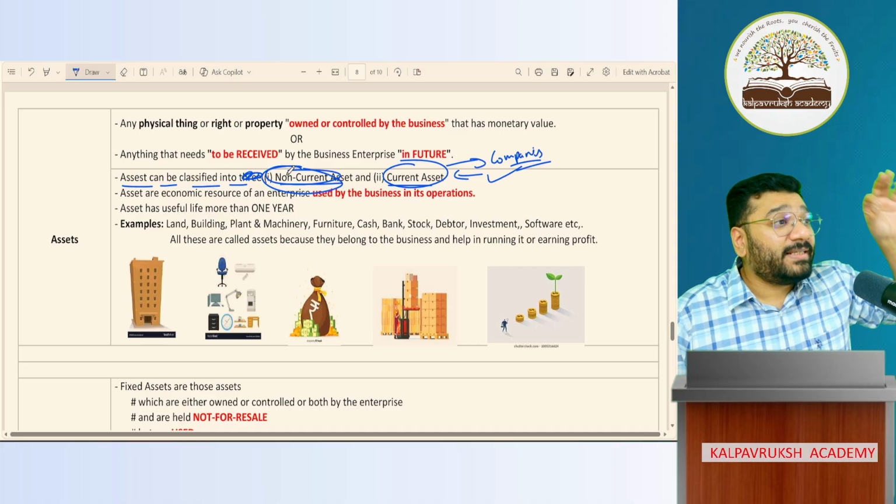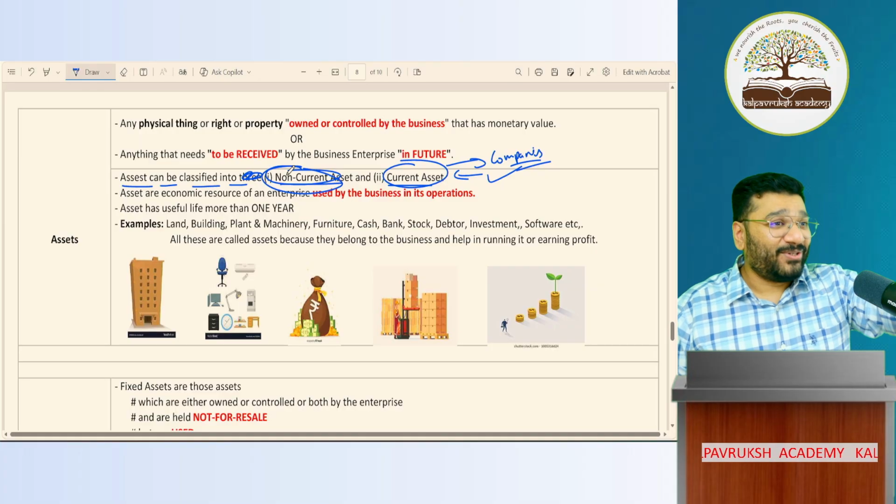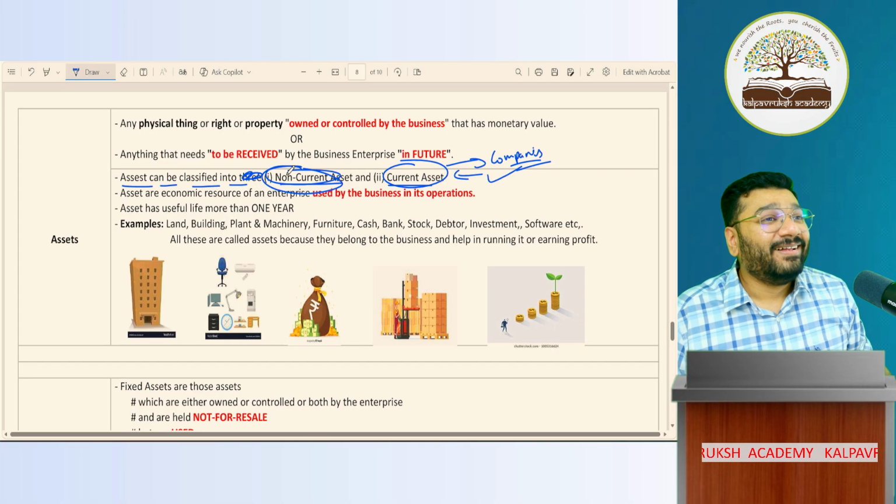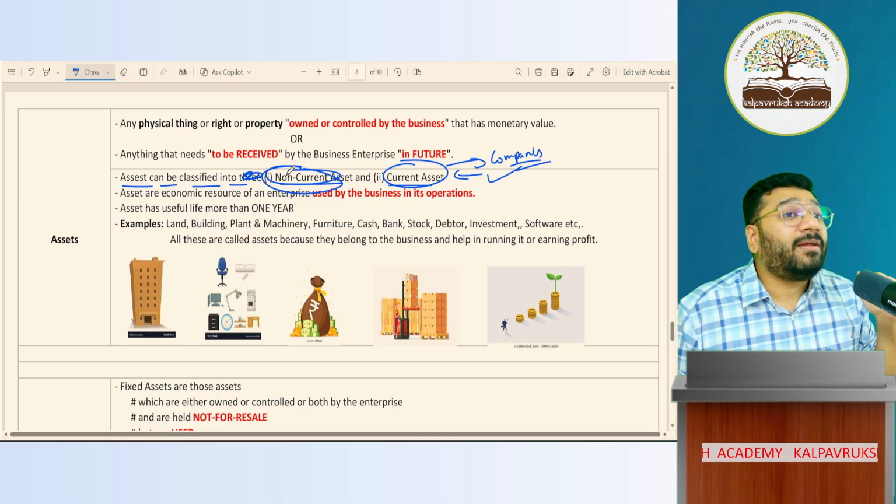Mukesh Ambani sir is having, oh sir, bhai se sir, I'm so sorry. Bhai. He is having a public limited company.